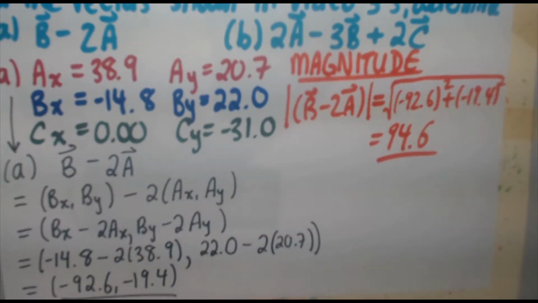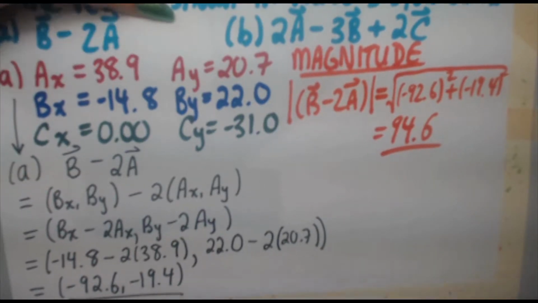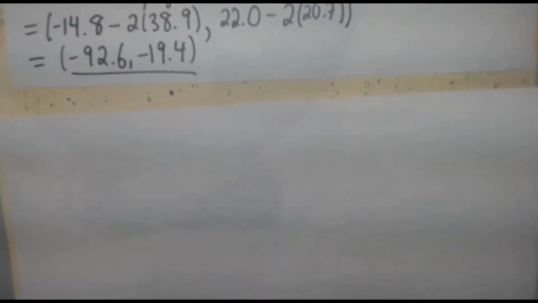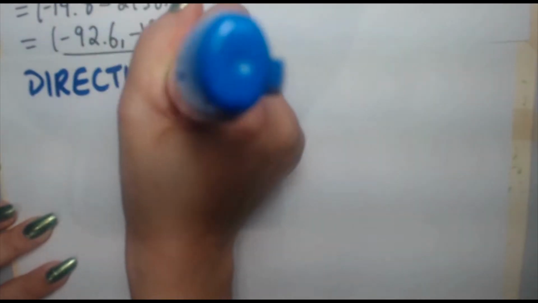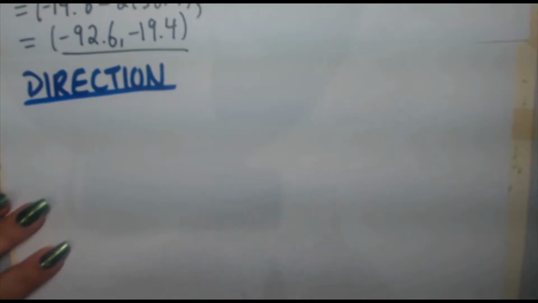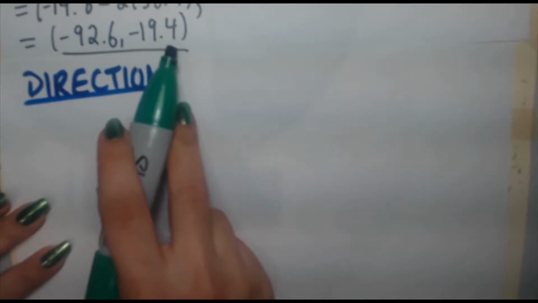Okay. We're going to have to go and do the angle for this as well. I'm going to do that on a separate sheet. So we've got the magnitude, 94.6. Let's keep going. For the direction, we want to draw a picture, as always. Okay, so let's go ahead and do our graph. You can see the x is negative 92.6, the y is negative 19.4. So you can estimate this is going to be in the third quadrant.